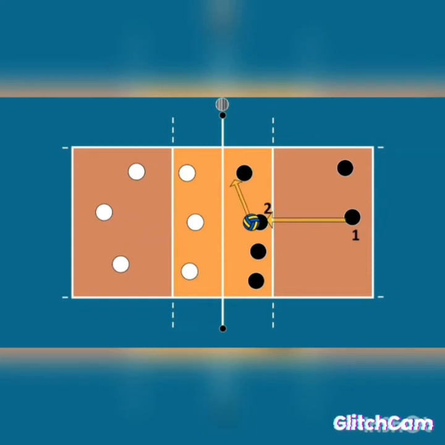Here, if the setter gives a set to that player, then the blockers would move closer to that player. Right here, the blockers come here. But one more possibility is the setter gives the ball to these players. So either he can hit it, or he can hit it, or she can hit it. So these blockers need to judge whether this player is going to hit it or this player is going to hit it. So they would have to guess.